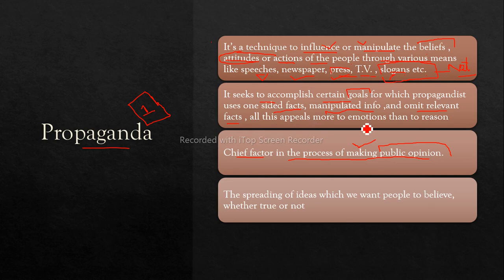And what else is there? Propaganda appeals more to emotions than to reason, because propaganda has a certain emotional appeal towards its audience, so that people feel emotionally and their opinions change. Also propaganda is the spreading of ideas which we want people to believe, whether they are true or not. So in the modern world, it's the chief factor in the process of making public opinion. The basic feature of propaganda is that we want to make people believe what we want them to believe. Like if you want people to believe that the government of our party will be a good one, it will change the whole situation of the country. This is what we want them to believe, even though our party is not strong enough to do that.